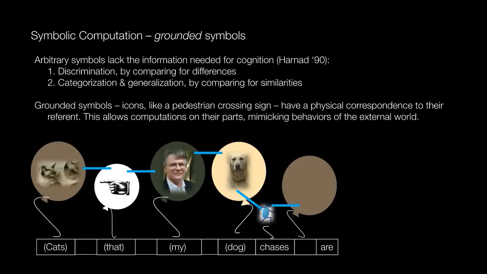And there's nothing about the word cats down here that I can compute with the word dog that's going to let me tell you whether they have the same number of ears. Can't be done. The information's not there. But it is up here if you have grounded symbols. These are sometimes called icons. The classic one would be, say, a pedestrian crossing sign. It looks a little bit like a pedestrian crossing the street. So there's some correspondence, and now you can do computations on them.